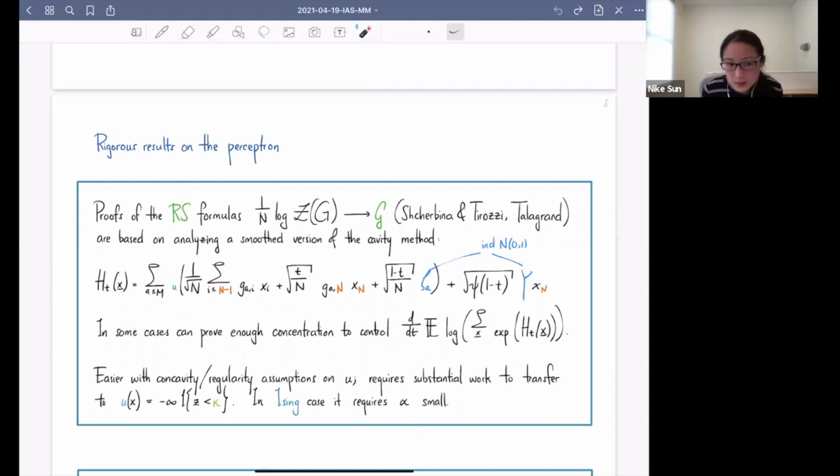But obviously this is easier if the function u is nice. So it's easier if you have some concavity assumption on u in the spherical case. And then in the Ising case, it's easier if you have some regularity on this u. And it seems to require substantial work to transfer it to this original model that I described. In the case of the Ising perceptron, it has been done when alpha is small, but it remains unclear if it can be done in a general setting.